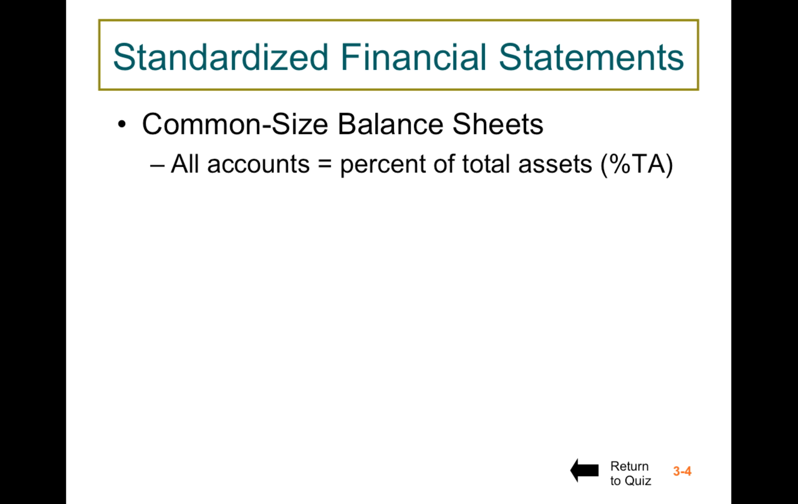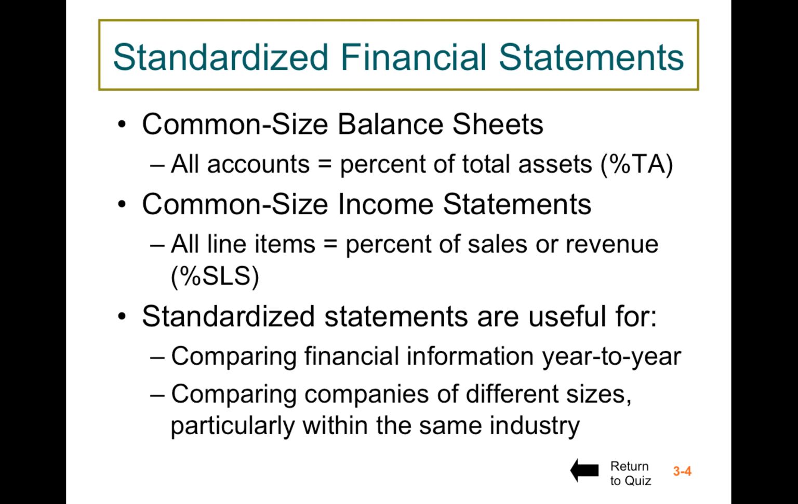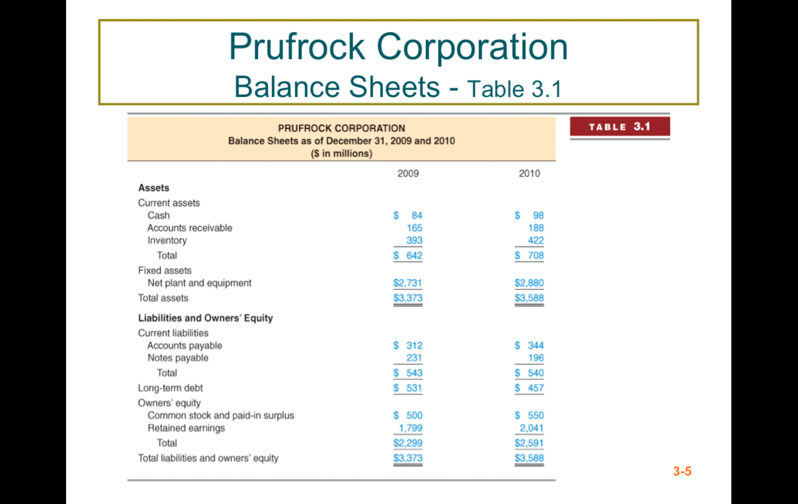Common size balance sheets are one example here, where you can have all accounts as a percentage of your total assets. Common size income statements are all line items as a percentage of sales or revenue. And then standardized statements are just useful for comparing financial information from year to year, comparing companies of different sizes, particularly within the same industry. So common size statements are basically standard financial statements presenting all items as a percentage. So for balance sheets, percentage of assets, income statements, percentage of sales. The old text had an example of Prufrock Corporation.